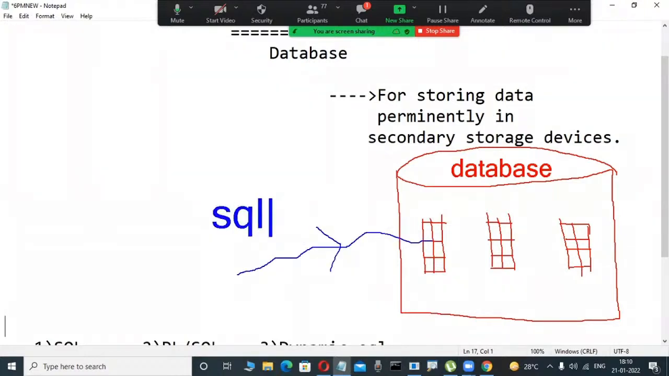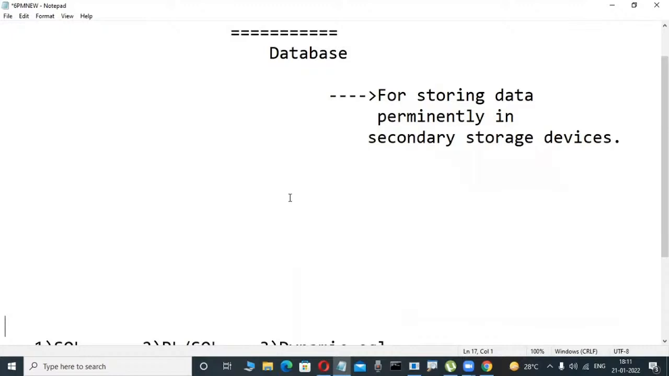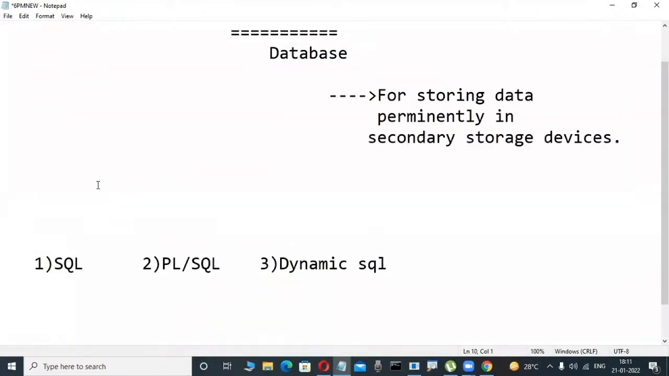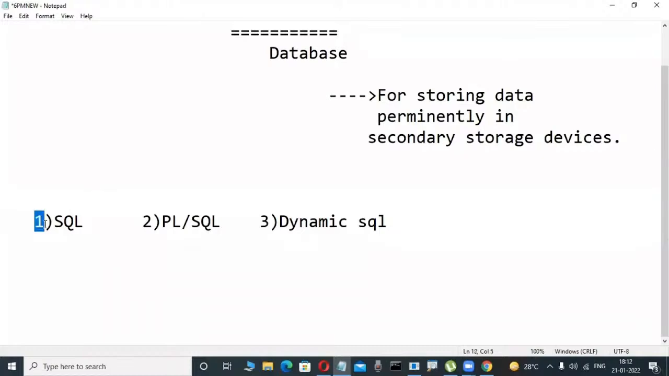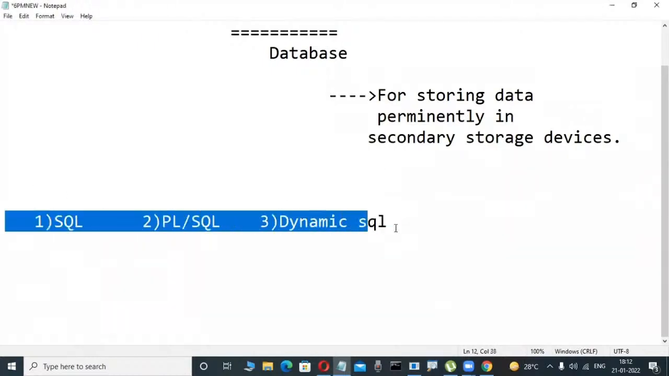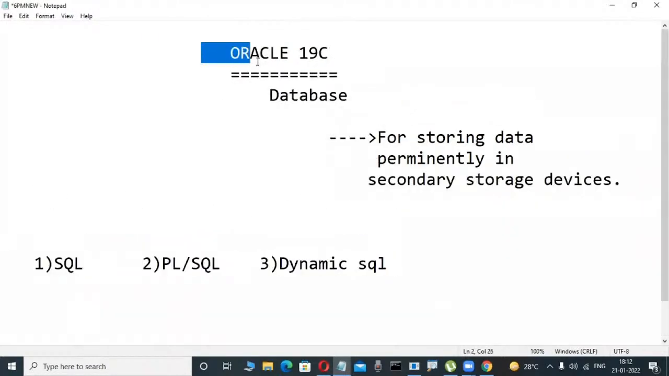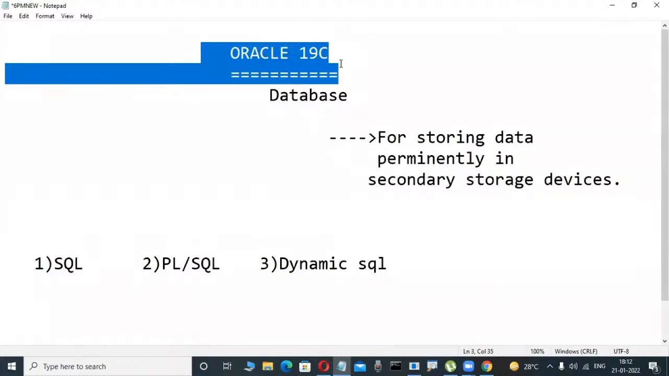Yesterday I told you up to this point, just a small thing. If you want to operate the Oracle software, we use SQL, structured query language. Another language is PL/SQL, procedural language extension for SQL. Another language is dynamic SQL. Through these three languages, we operate the Oracle software in your companies.